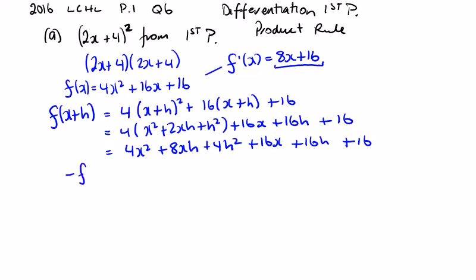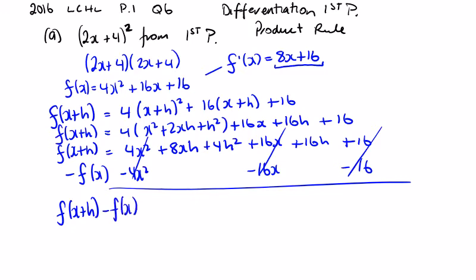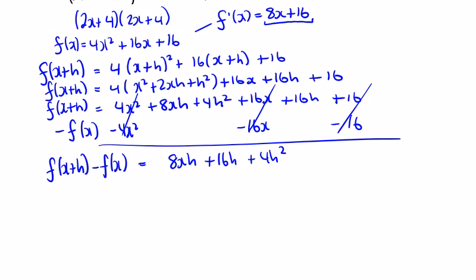Now we want minus f of x. We should probably write f of x plus h another 2 times. Minus f of x we can write underneath and line up your terms. So minus f of x is minus 4x squared minus 16x minus 16. You don't have to draw a line through them, you can just write the answer underneath. So we have f of x plus h minus f of x, which is equal to 8xh. I'm going to write the 16h beside it, and then plus 4h squared. We want all of this divided by h. You can see that's the only way we can get our answer.